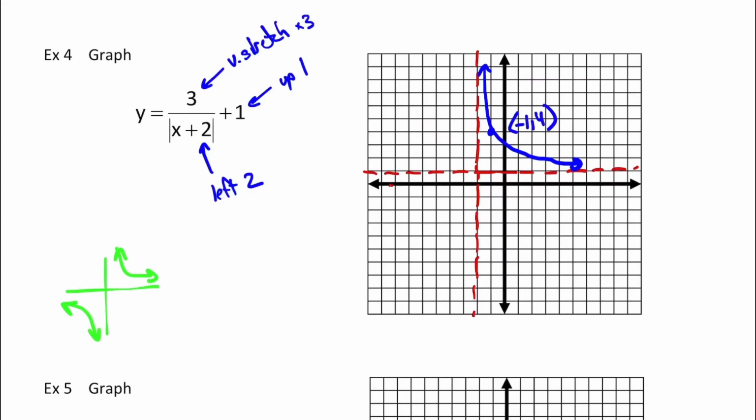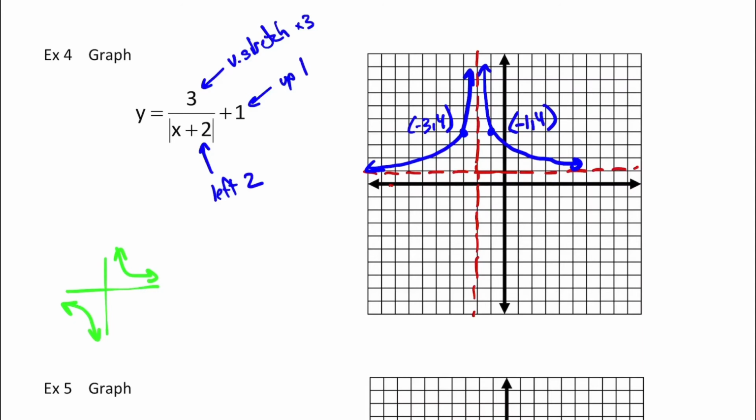Now, normally, if I didn't have the absolute value, the other piece of this would go down here. But that absolute value flips it up here because everything's going to be positive now. So if I sketch that in, that's going to look like this. It's a mirror image of the other one in that vertical. The coordinates of that point, (-3, 4).